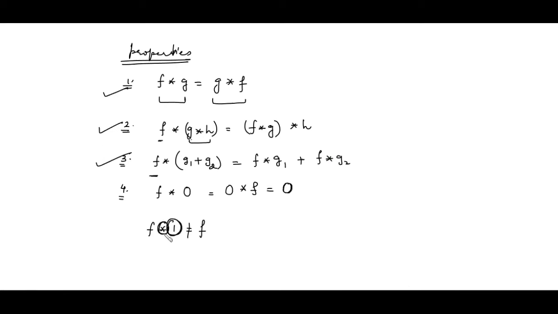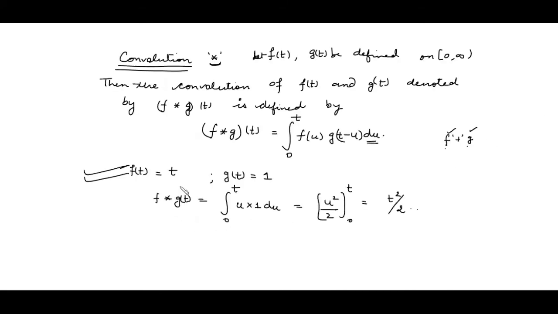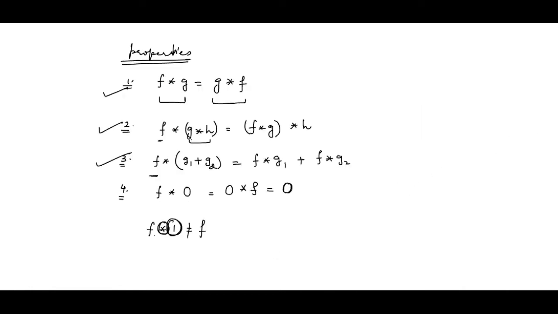Here this star is not simple multiplication. This star means you have to evaluate the integral of these two functions. So f convolution with 1 is not equal to f. One can see here that f is t and g is 1. When you find the convolution of these two, it is t squared by 2, which is not equal to f, since f is t. So 1 is not a multiplicative identity here. These are the properties of convolution.